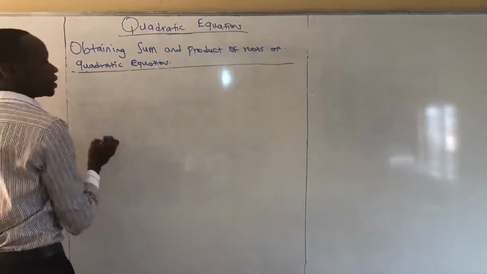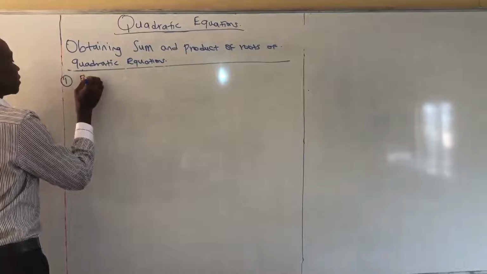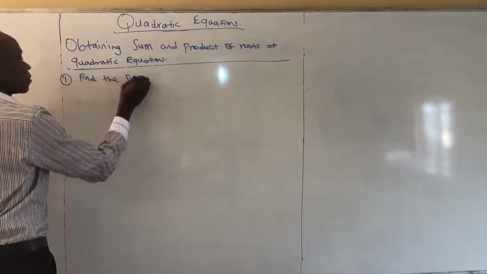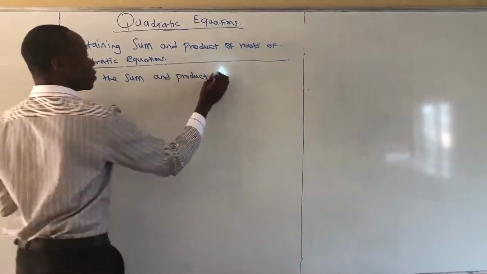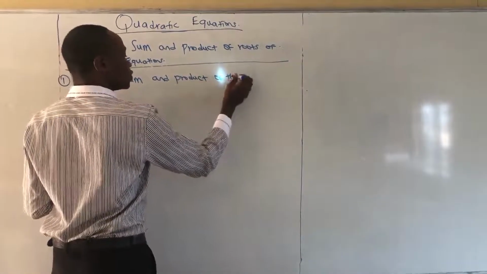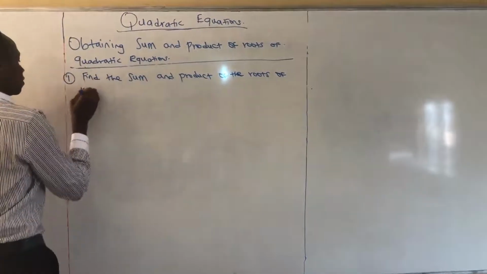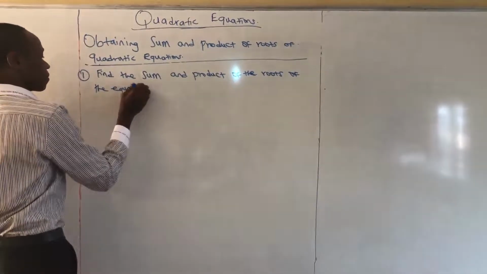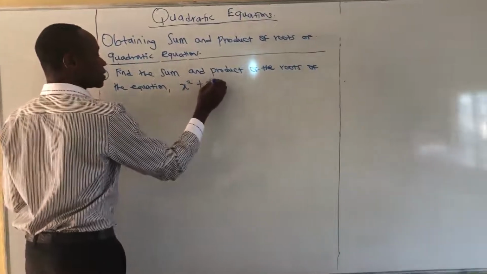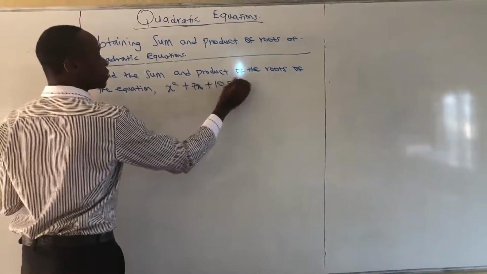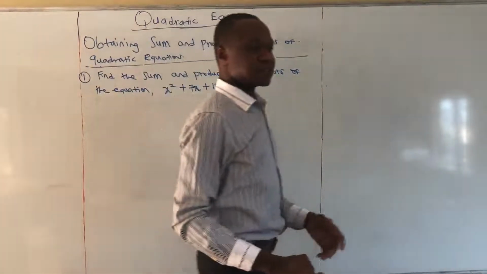Alright, we take the first question. Number 1, find the sum and products of the roots of the equation x squared plus 7x plus 10 equal to 0. This is what we have. I'll be using this equation to introduce other ones.